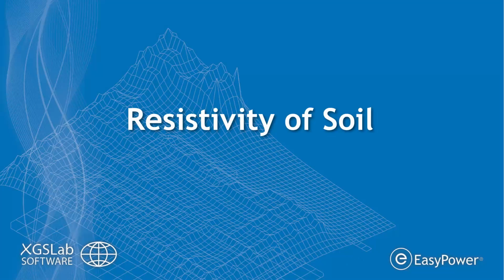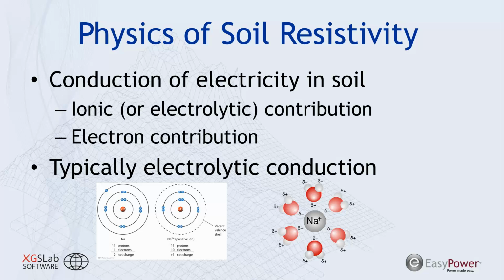First, let's cover the basics of soil resistivity. So primarily we have two types of electrical conduction in the soil. There's the electrolytic or ionic contribution, or we have the electron or electronic contribution. When we are discussing the electrolytic contribution, we're primarily looking at the ions in the soil as the charged particles that are moving, providing that current flow. With metals, it's more similar to the electronic contribution, where it's really the electrons that are the particles that are moving and creating that current.